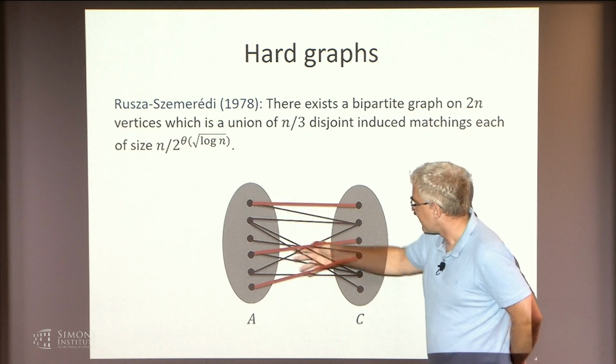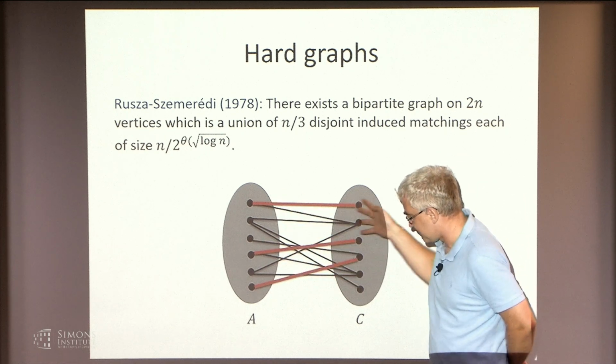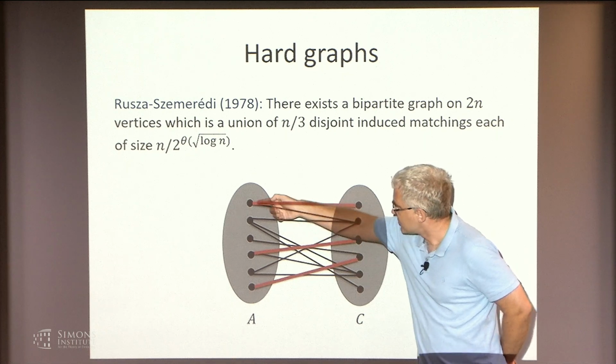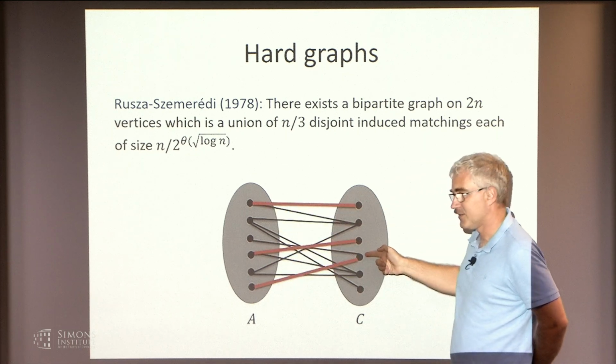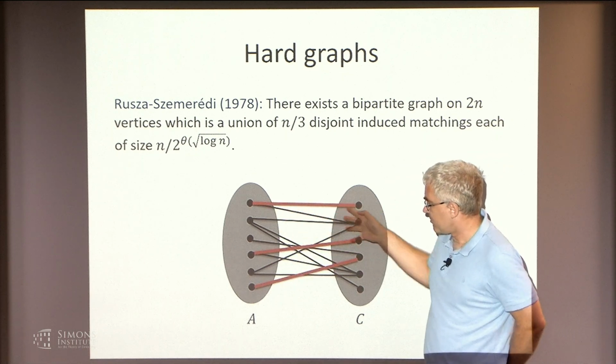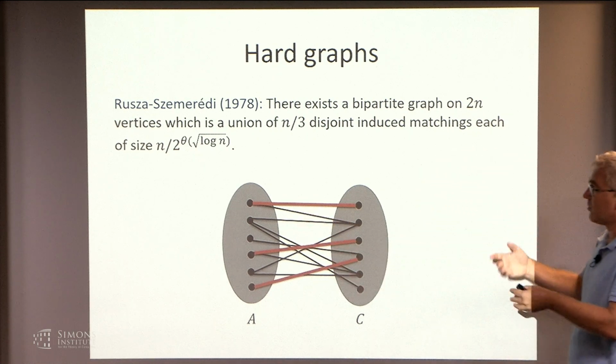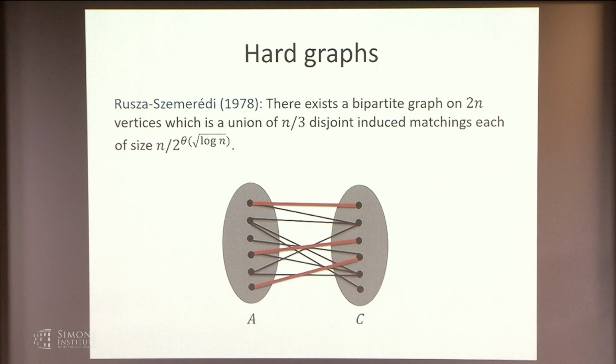There is a quadratic number of possible edges between these three vertices and these three vertices, but you will see only a linear number of them. So they look locally very sparse, although globally they are extremely dense. It sounds almost impossible that they exist, but they actually do.